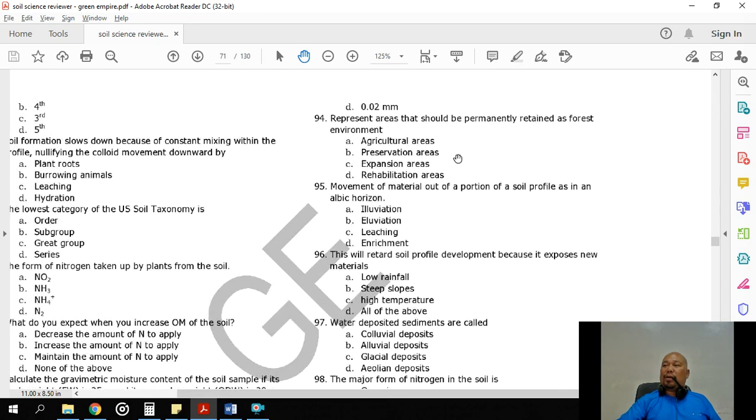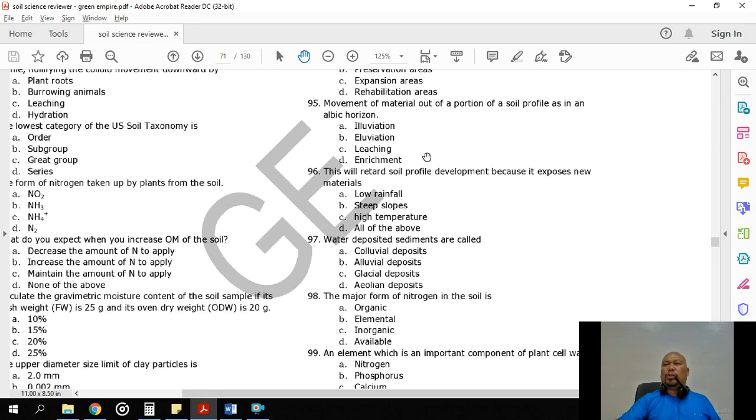Number 95. It's good when questions have proper context. It's actually okay to come up with questions that are quite long, just to give the reader the context of what is actually asked, so that it doesn't get more confusing. Number 95. Movement of material out of a portion of a soil profile, as in an albic horizon.